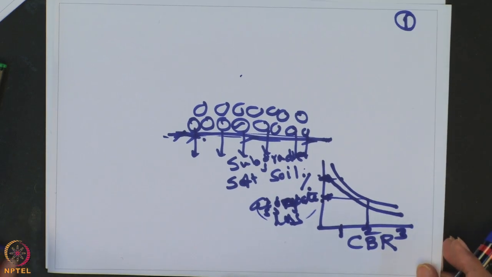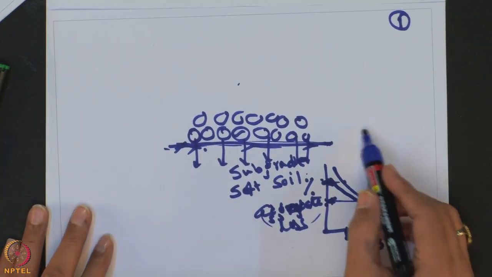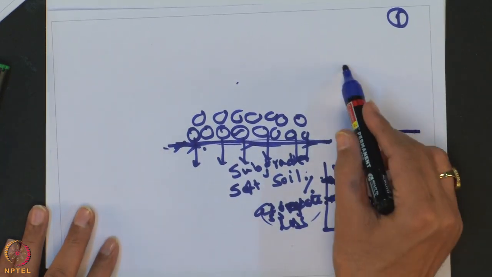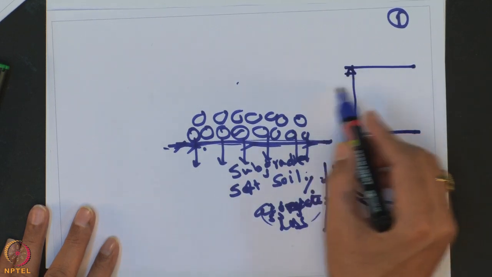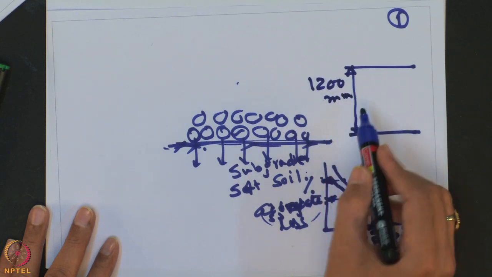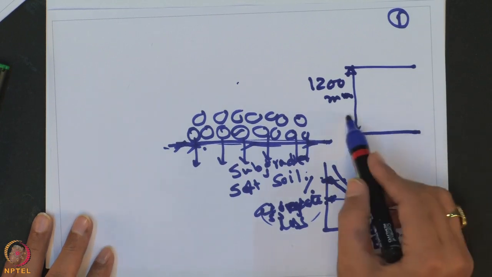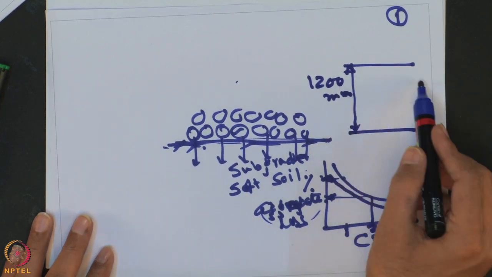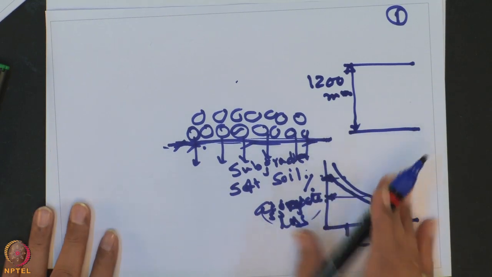But this is a conventional method. We design the pavement as per the IRC code specification, and let us say the thickness of the pavement as per design is 1200 millimeter in the conventional method. Then you go for the sub base, base course and wearing course, etc. This is a conventional method.